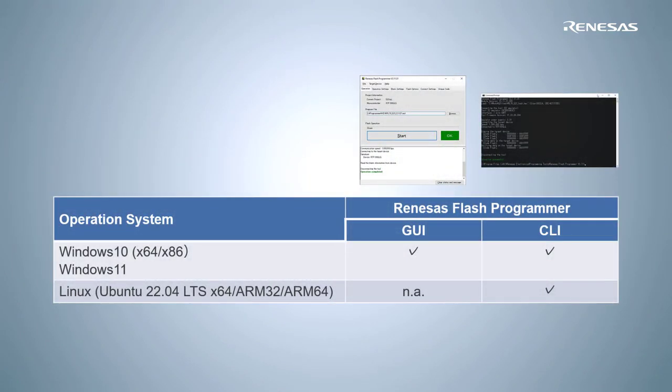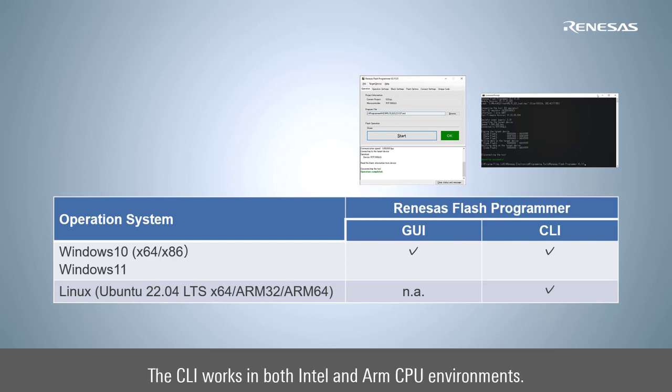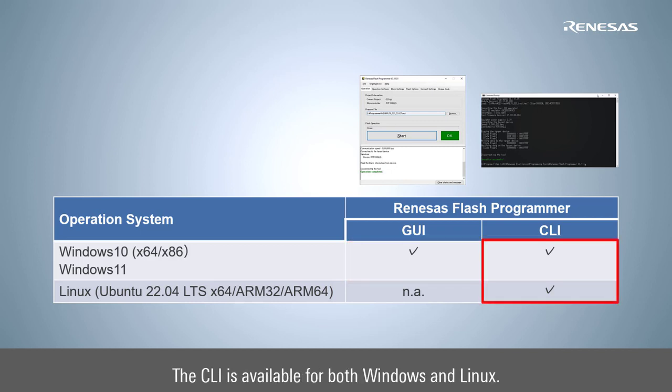The command line function is compatible with the operating systems listed here. In addition to Intel CPUs, the Renesas Flash Programmer also supports ARM CPUs. Therefore, it can work on single-board computers. The GUI is only available for Windows, while all CLI functions are available for both Windows and Linux.